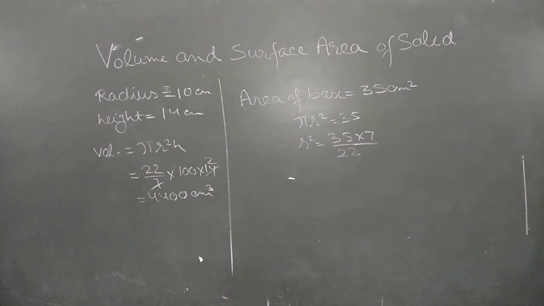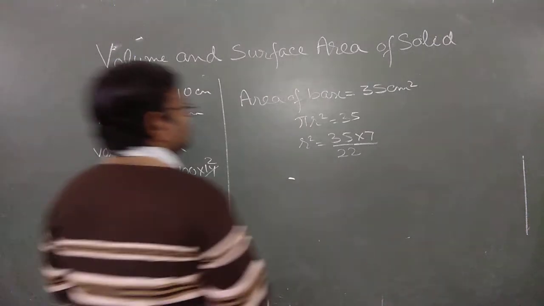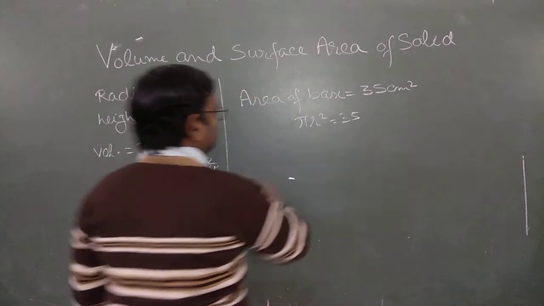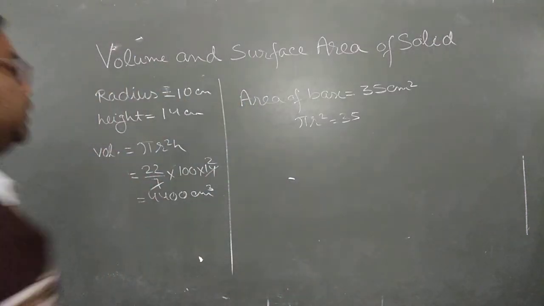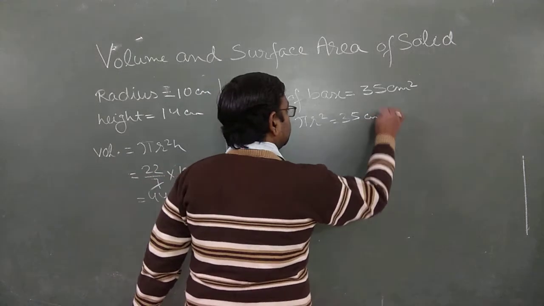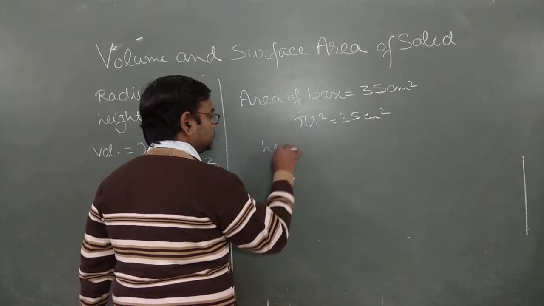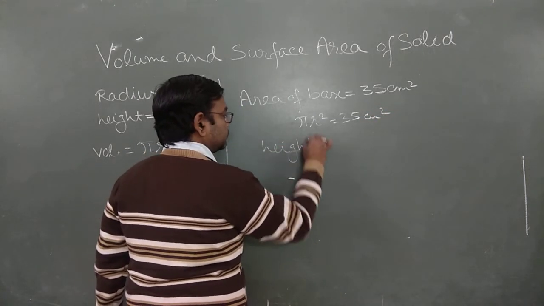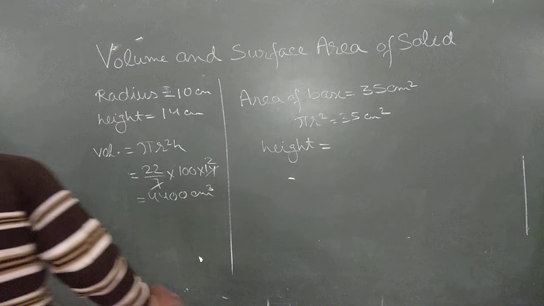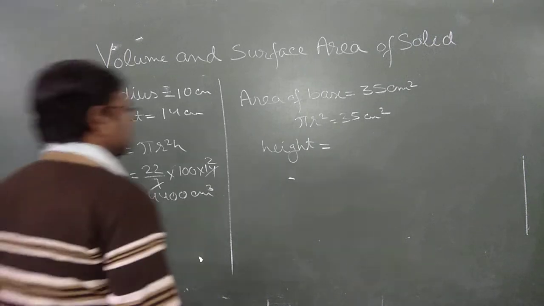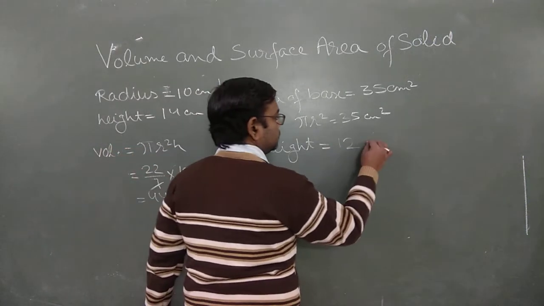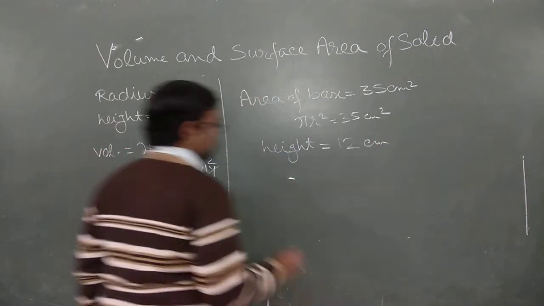I'm in a hurry, so start to solve. Need not solve this thing, you can solve up to this one: pi r square equals 35 centimeter square. Then height is given to us, height is 12 centimeter. The question says find the volume.